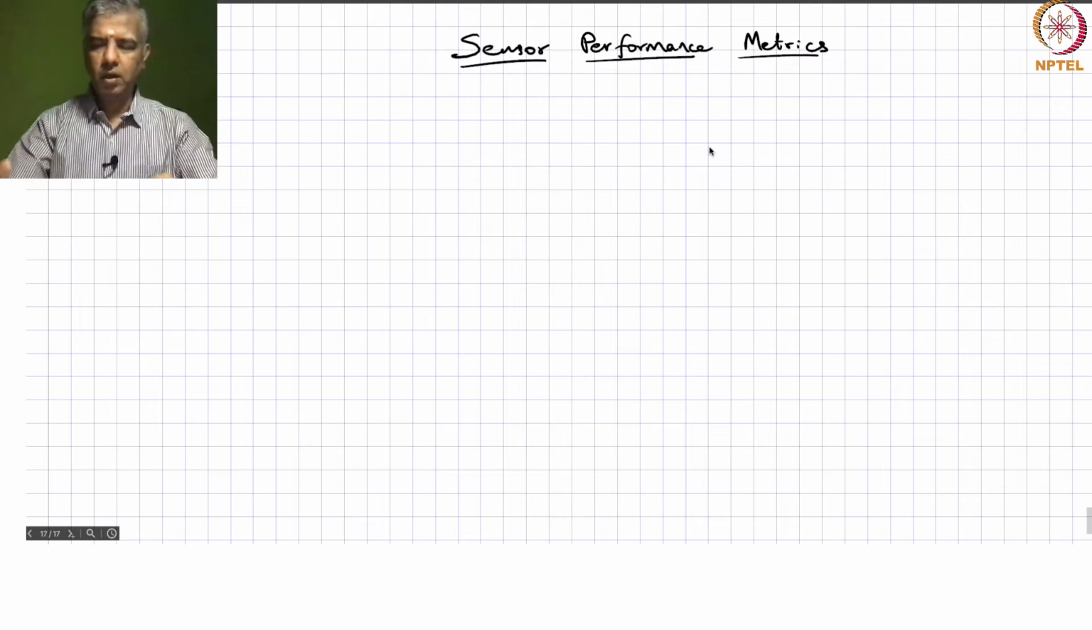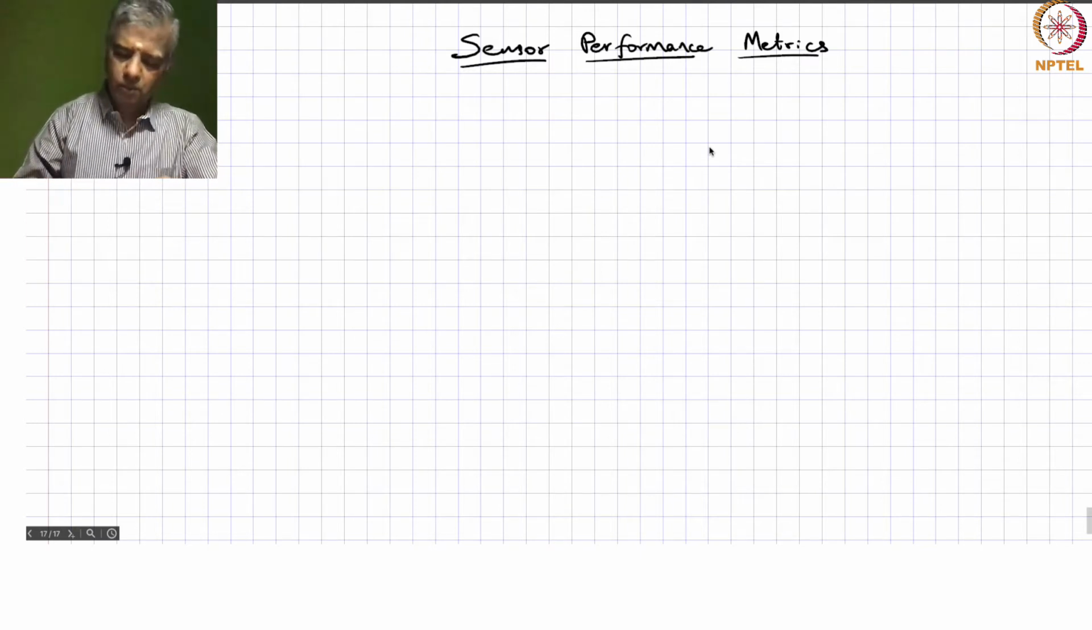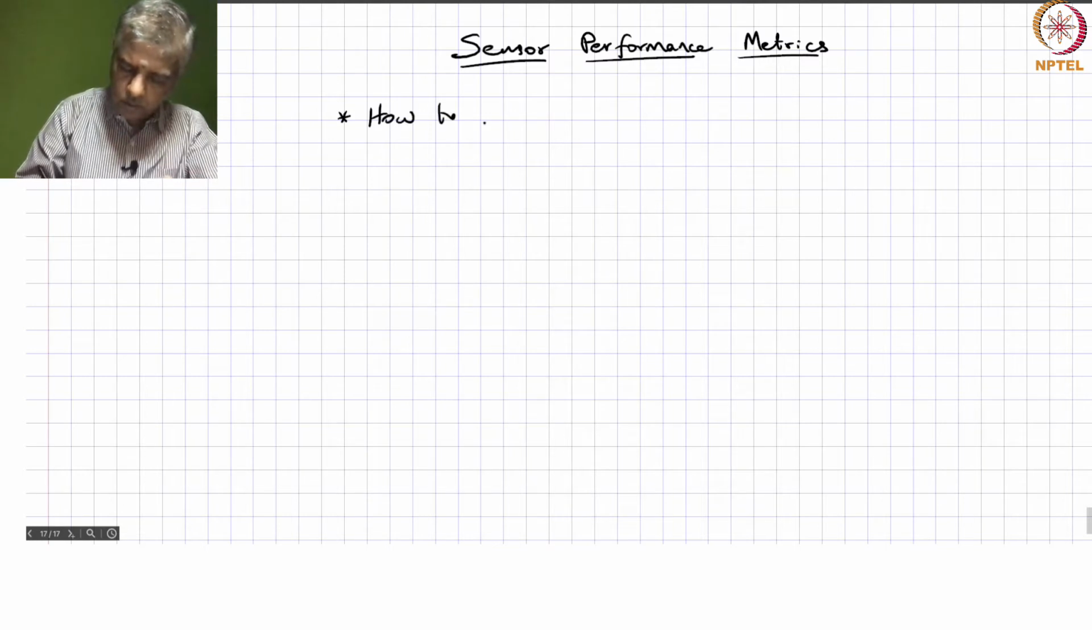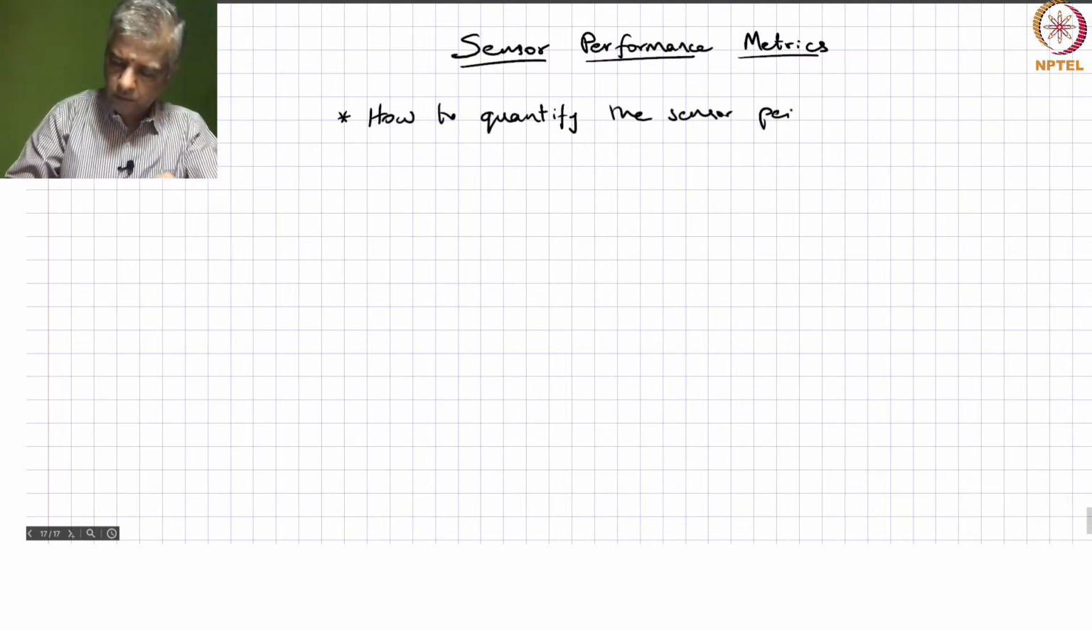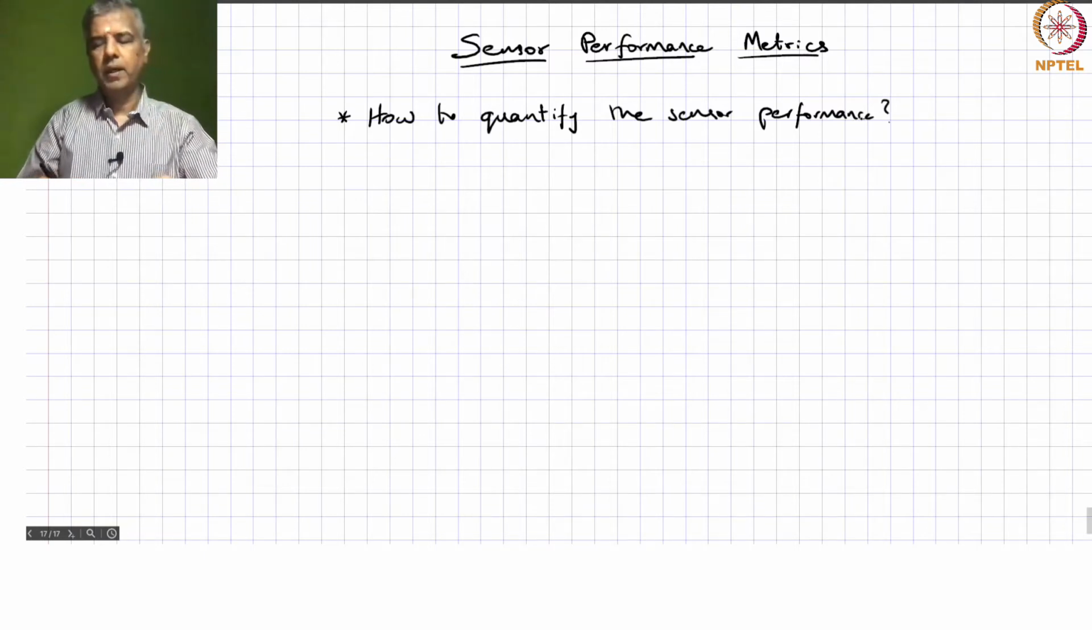So when we talk about performance metrics, what we are saying is how to quantify the sensor performance, right? And then, what are the typical type of metrics that you can think of? So one would be obviously the measurement range.